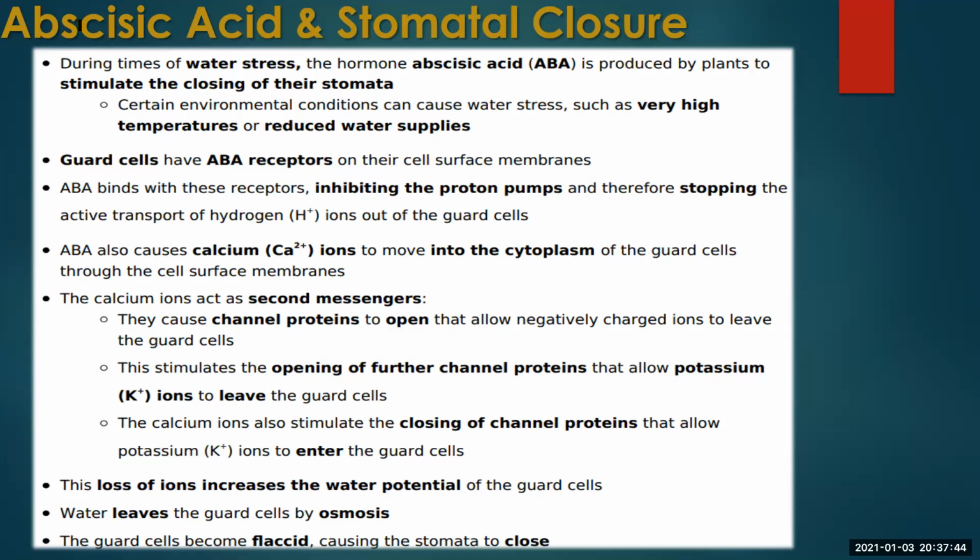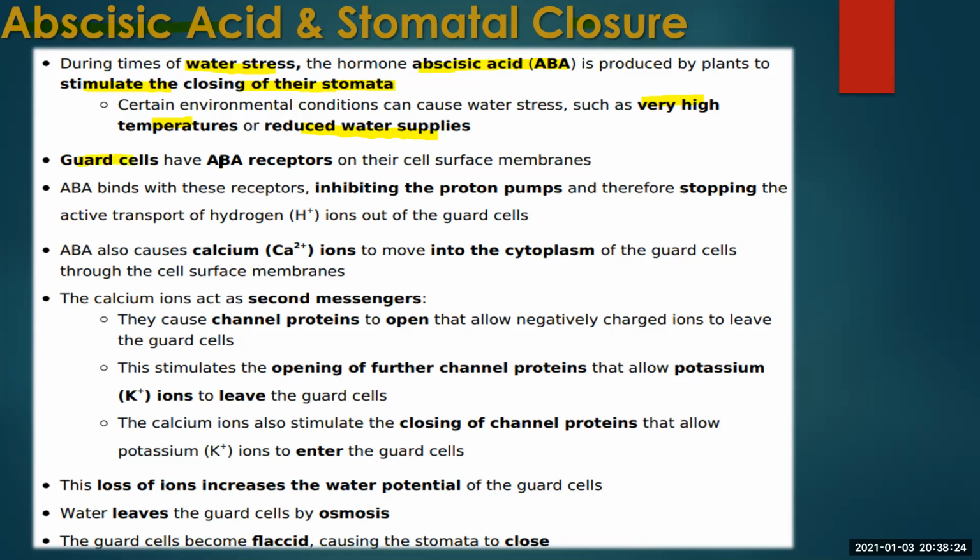Okay, now let's talk about the role of abscisic acid, also known as ABA, in stomatal closure. This abscisic acid or ABA is also known as a stress hormone. During times of water stress, this hormone is produced by the plants to stimulate the closing of their stomata. So obvious to the name as well. If there is water stress, definitely the plant would want to conserve water. So this is where this hormone plays a role. The conditions which can cause water stress are very high temperature or reduced water supplies.